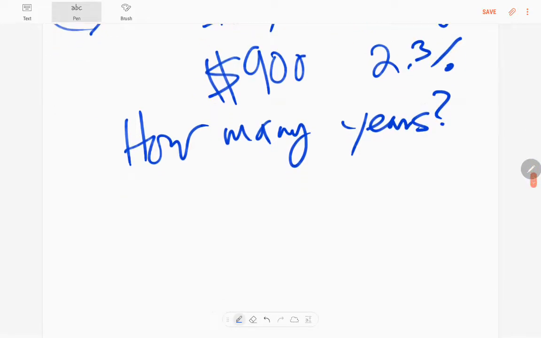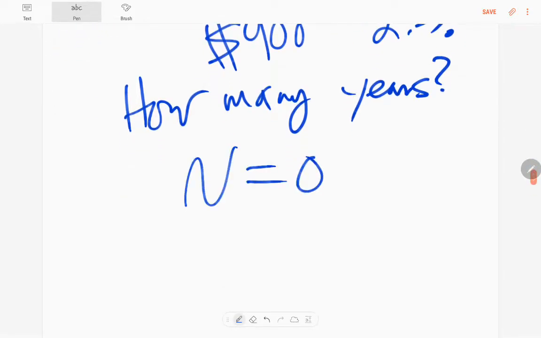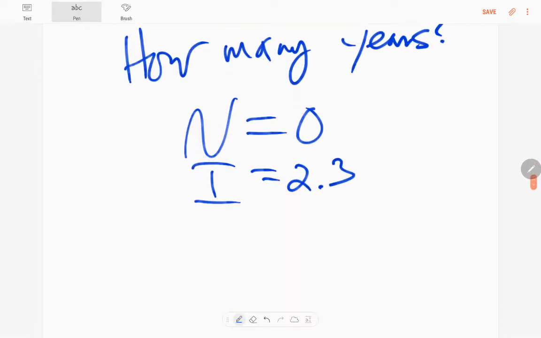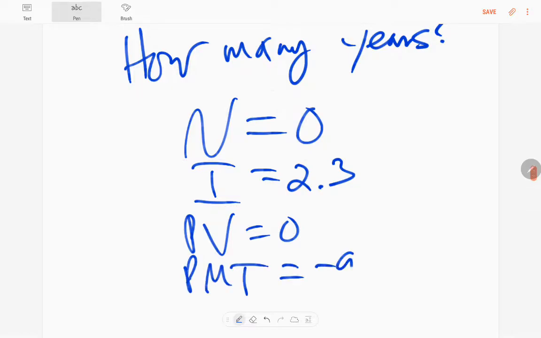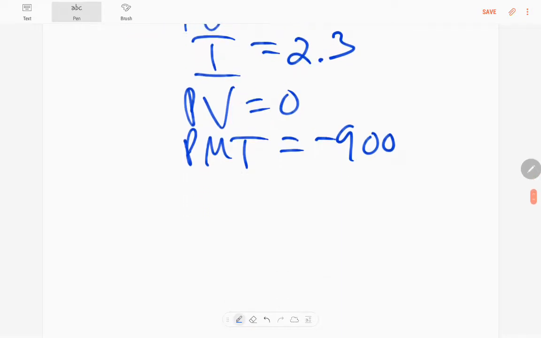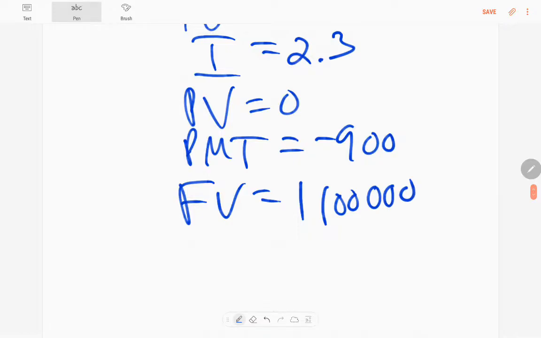So once again, TVM solver. N in this case is actually the unknown because I'm trying to figure out how long it's going to take. I is the annual rate, 2.3%. This is an annuity. Present value is 0. But it says she can put away $900 every month, so that's negative $900. Future value, she wants to save $1.1 million. And the last two should be 12s, just like on the last problem.